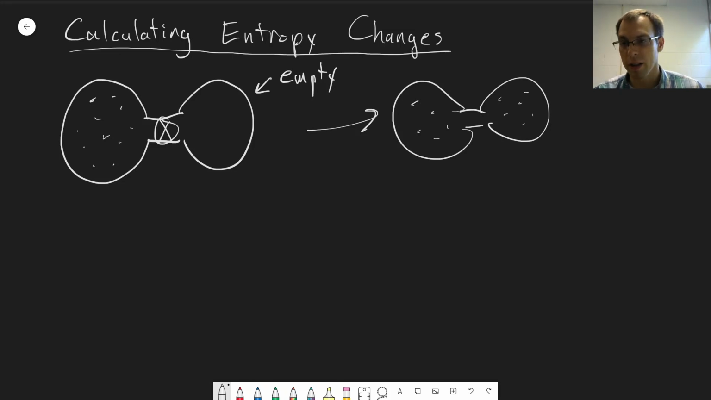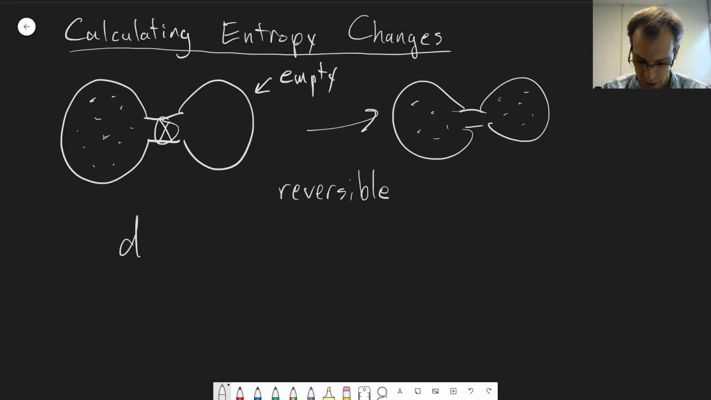Now, if we want to calculate the entropy change here, we need to calculate it for a reversible process. Even if the process is done irreversibly, for example, if we just open the valve and let the gas expand without doing it slowly and reversibly, the entropy change for the system is still going to be the same, regardless. So let's imagine we do this also at a constant temperature. So do a reversible isothermal expansion.